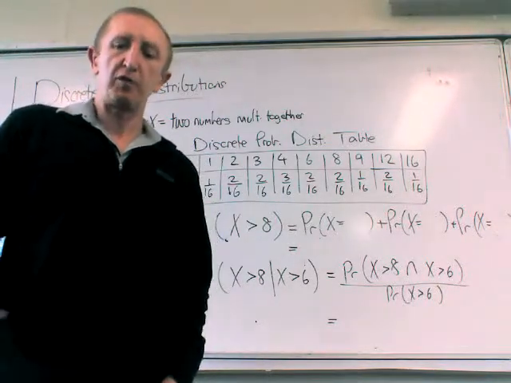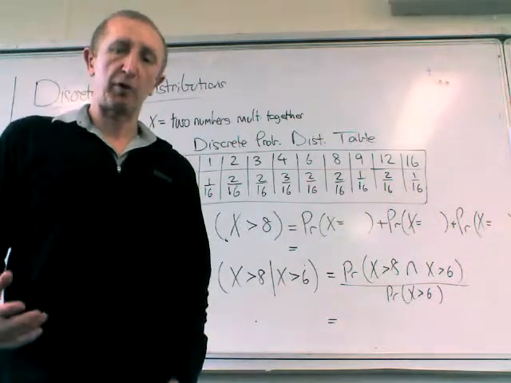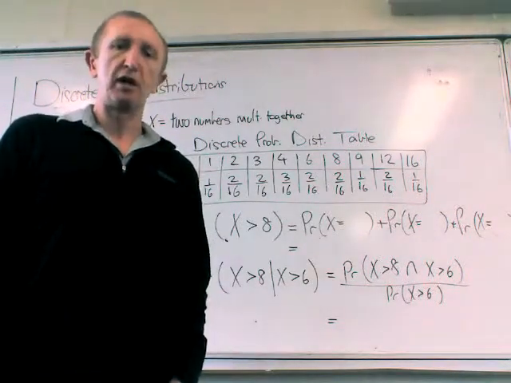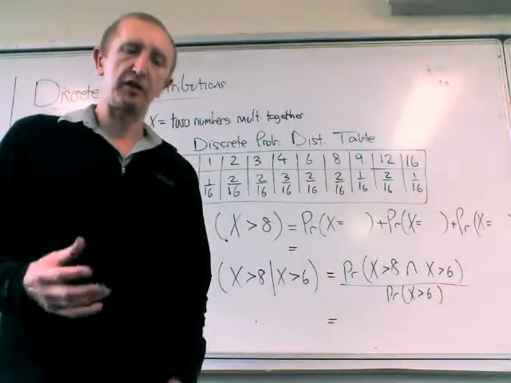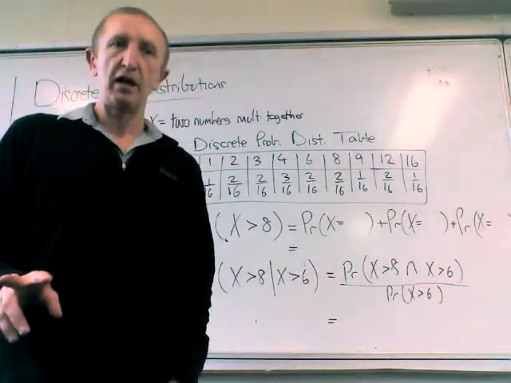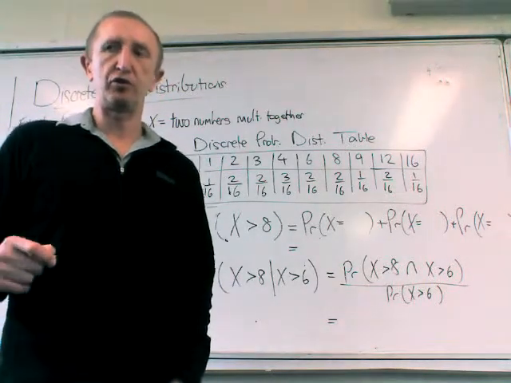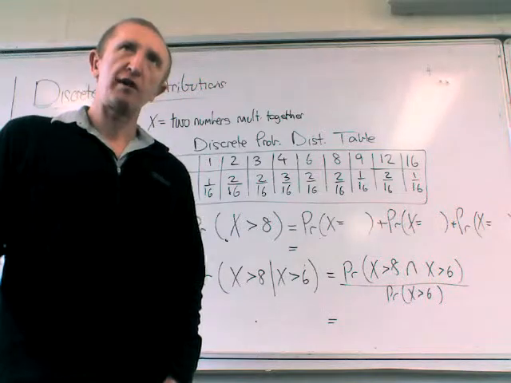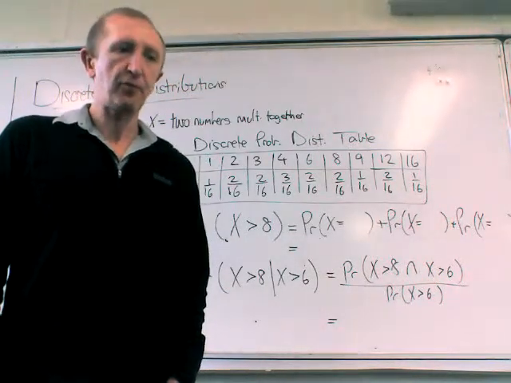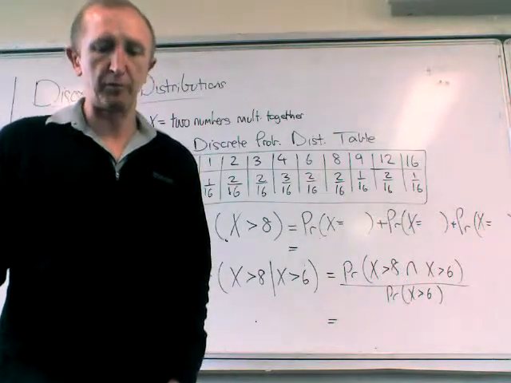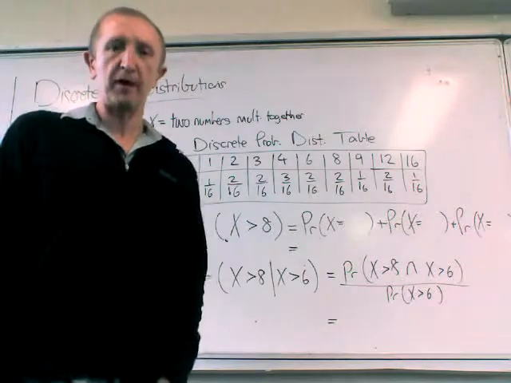So with discrete probability distributions, the first thing we have to do is set up a probability distribution table. And what that requires us to do is work out all the different outcomes that can happen. In this particular example, we multiply 2 numbers together, and then work out the probabilities for those outcomes. So what you can do is use your tools. You've got tree diagrams, Venn diagrams, Karnaugh maps, probability logic as well.